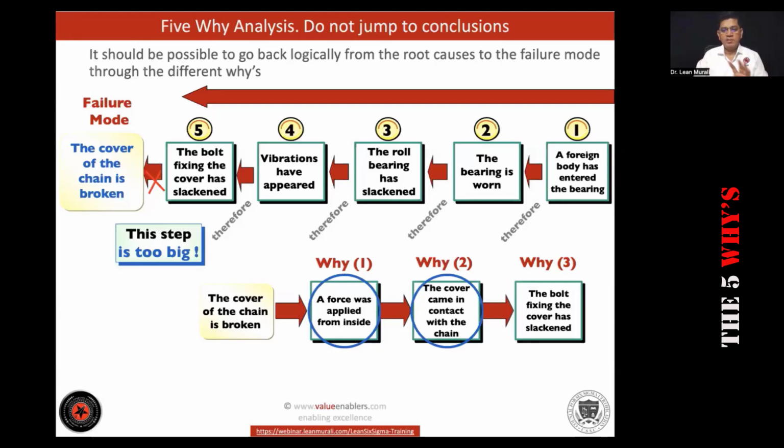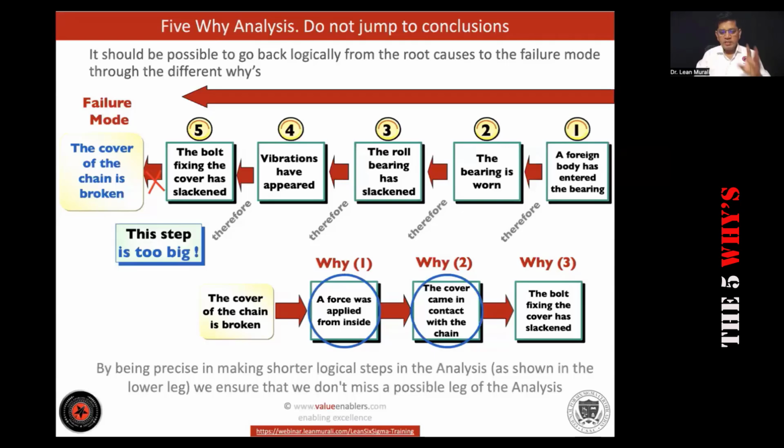That's not the intention. I wanted you to take your own examples and go the reverse way, therefore analysis, or the forward way, which is why-way analysis. By being precise in making shorter logical steps in the analysis, as shown, we ensure that we don't miss the possible leg of analysis.